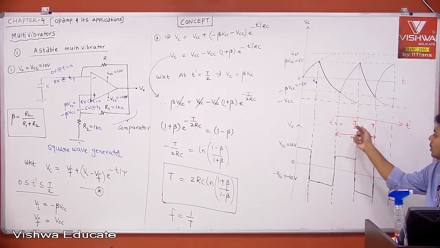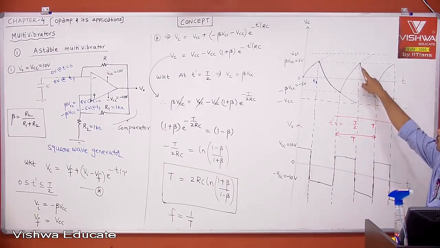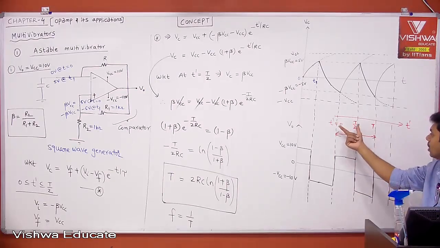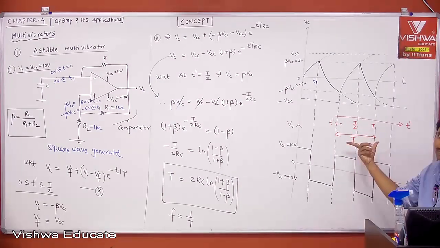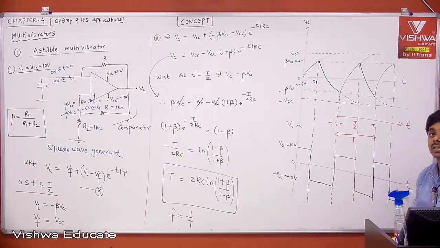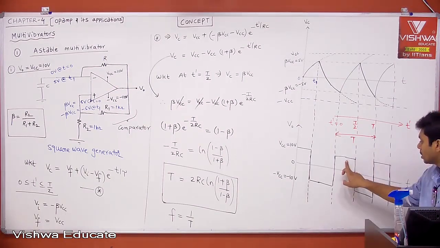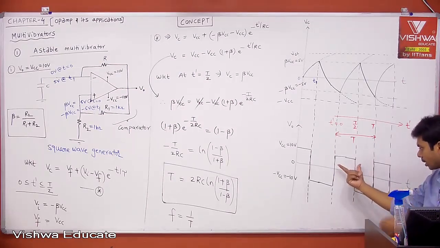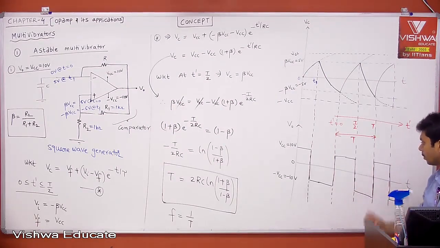Maybe if you take the same thing from T by 2 to T, the initial voltage will be beta Vcc and the final voltage will be minus Vcc. If you calculate again, you will get the same. Whatever this is, T by 2, then into 2 you will get the total time T, because this time is equal to this time. Therefore, your square wave has a 50% duty cycle, meaning on time is equal to off time. 50% of the total period is your on time, and 50% is your off time. Okay.